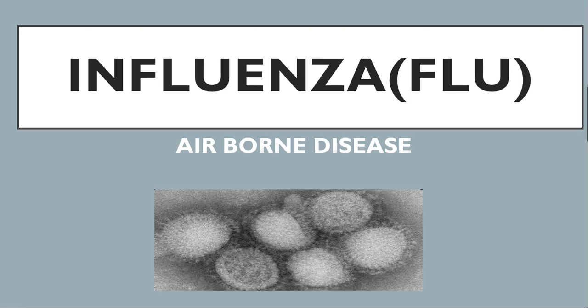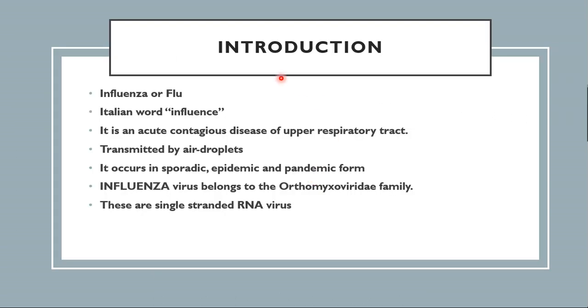Hi everyone. Now we are going to discuss influenza or the flu, which is one of the airborne diseases. Influenza or the flu is an acute contagious disease of the upper respiratory tract transmitted by airborne droplets. And the disease is believed to take its name from the Italian word influence, a reference either to the influence of heavenly bodies or to the influenza di freddo, which means influence of the cold.